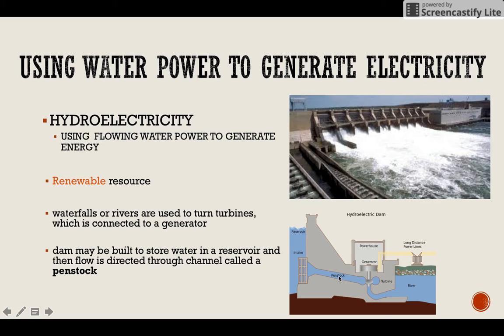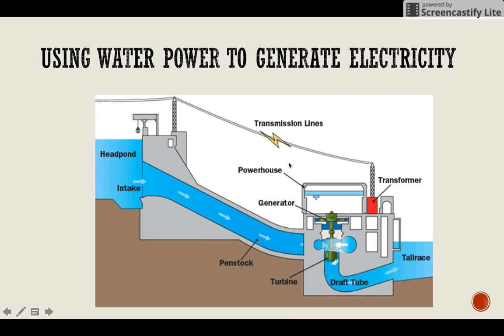As the water flows through the penstock, the channel, it's coming at a good enough speed to spin that turbine and power the generator. And from there, the generator creates that current and it can travel through power lines. You could probably take a look and see it better over here. As the water is flowing, turbine is spinning, generator is powered, and boom, electricity.